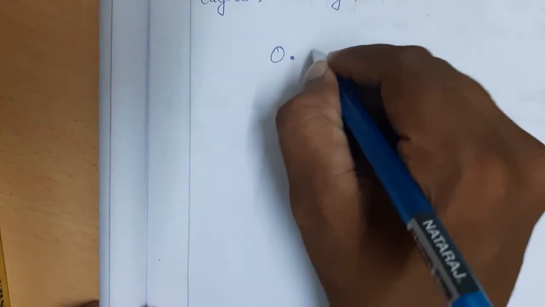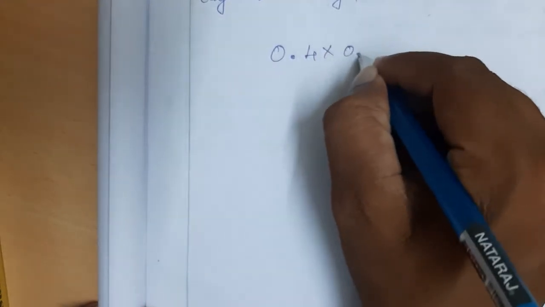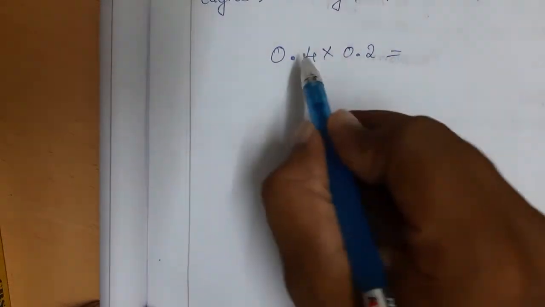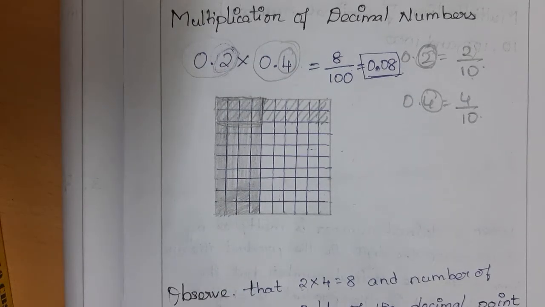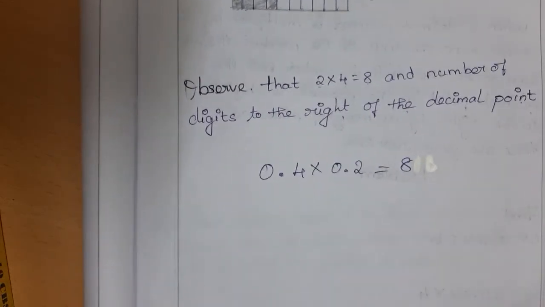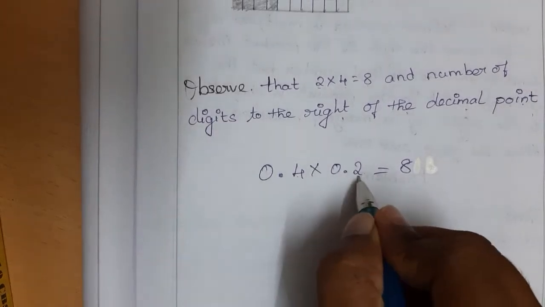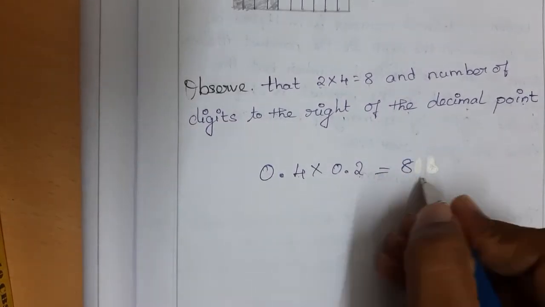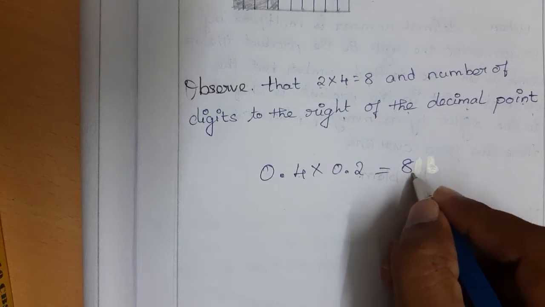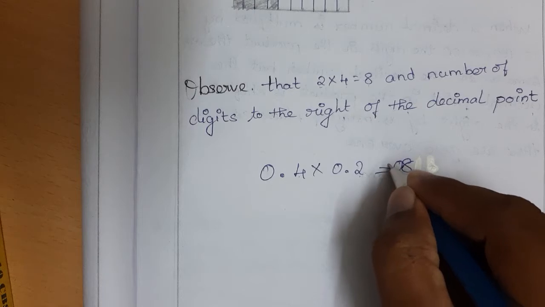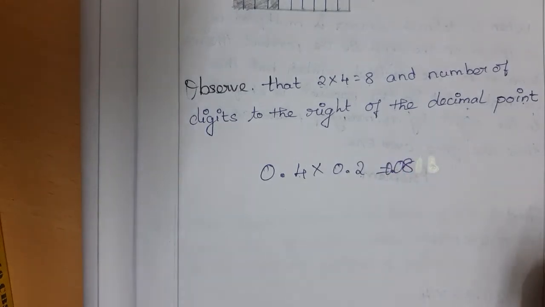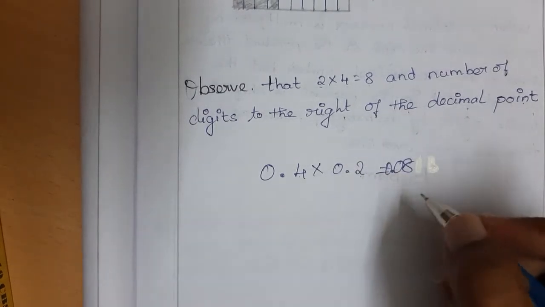Alright, we'll see some more examples. 0.4 into 0.2. First we multiply the whole numbers, from the pattern we observed. So 4 2s are 8, and there are 2 decimal places. So from the right side we move 2 decimal places. If you move 1 and there's no number, we add a 0 and we represent 0.08. The same thing I represented without a figure, right?